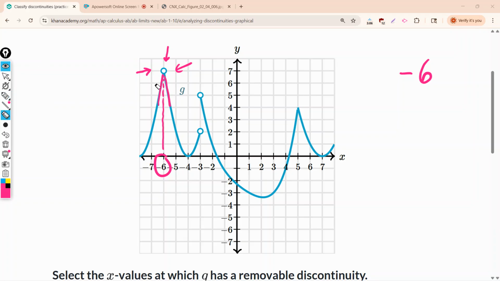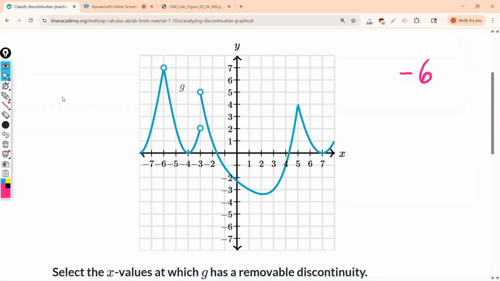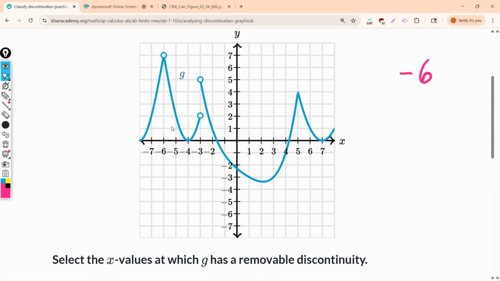And like we said, in case you didn't catch that, removable just means the point is removed. So that's what it is right there. The graph continues, and there's still a two-sided limit right there. So that's good. At -6, that's removed.